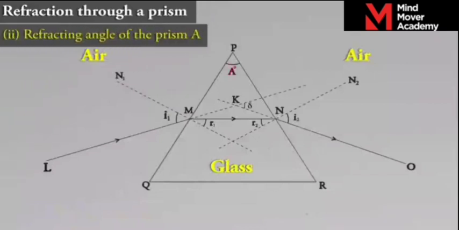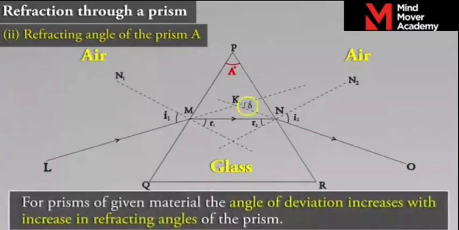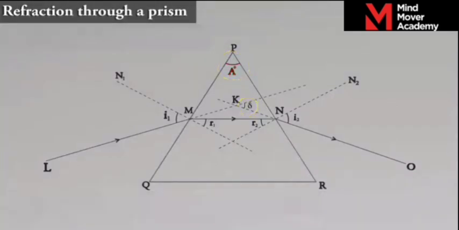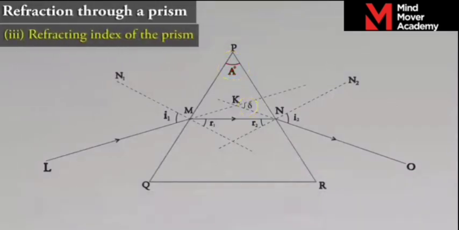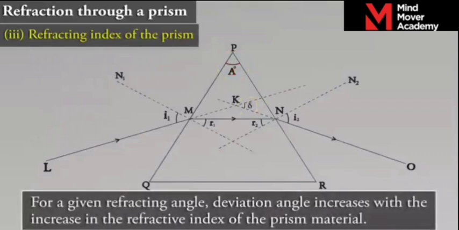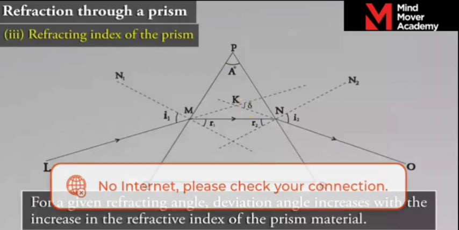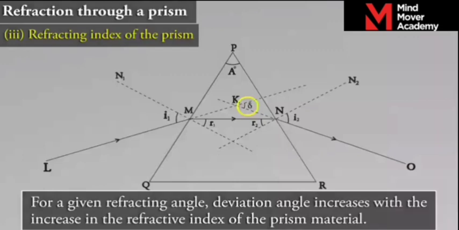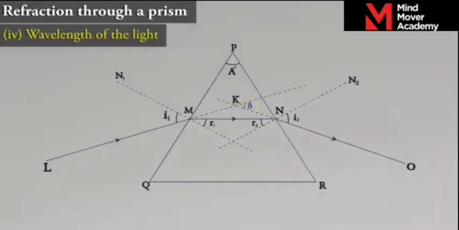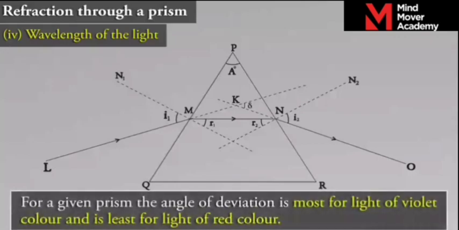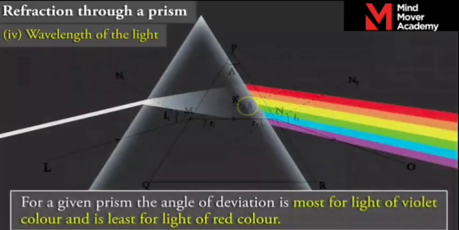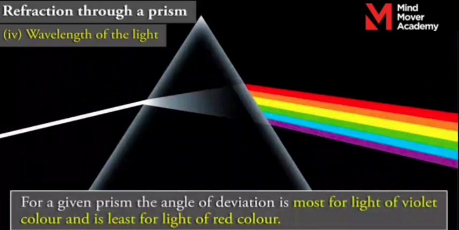2. Refracting angle of the prism A. For prisms of given material, the angle of deviation increases with increase in refracting angle of the prism. 3. Refractive index of the prism. For a given refracting angle, deviation angle increases with the increase in the refractive index of the prism material. 4. Wavelength of the light. For a given prism, the angle of deviation is most for light of violet color and is least for light of red color.